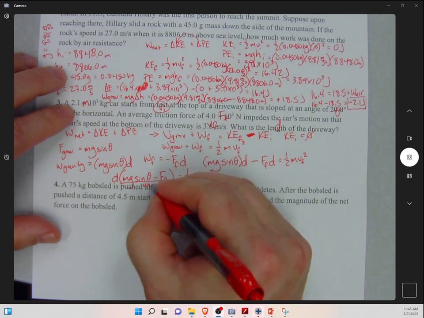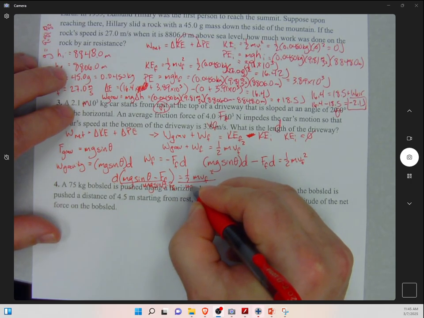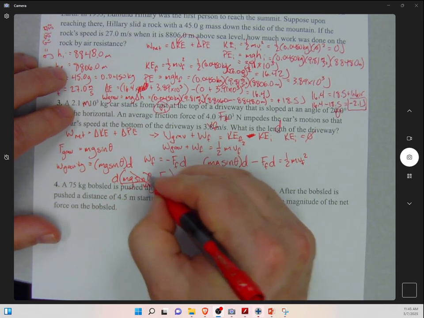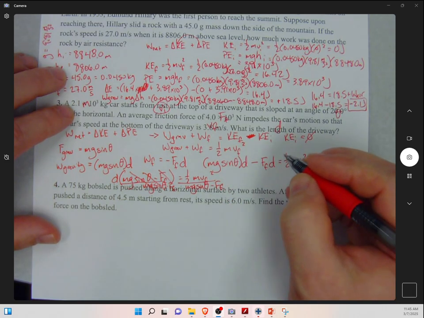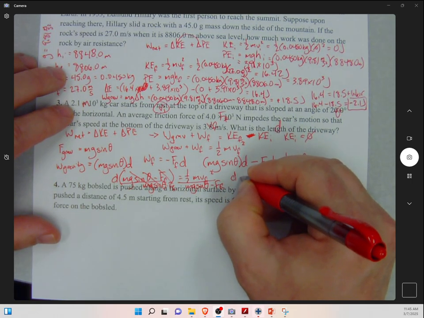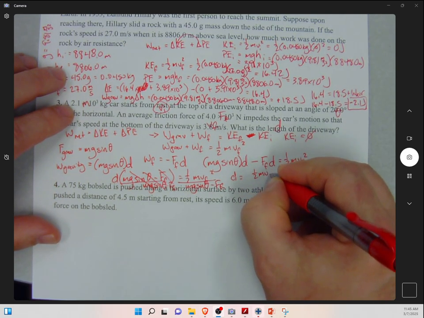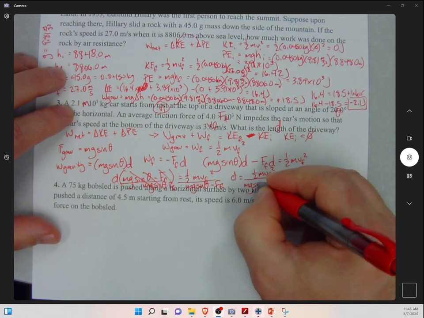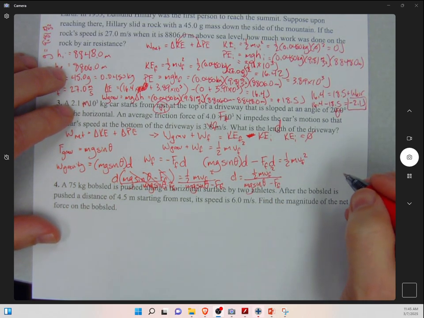Divide both sides by mg sine theta minus friction force. That cancels, cancels, cancels. And I have my equation that I can actually solve, which is, run out of ink. Displacement is equal to 1/2 mv final squared divided by mg sine theta minus friction force.